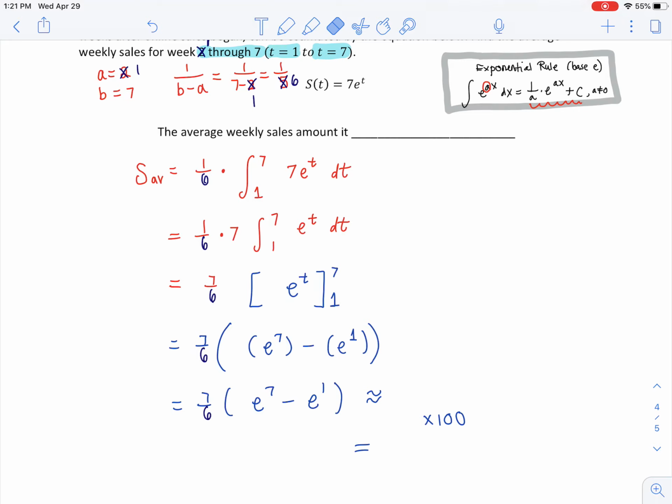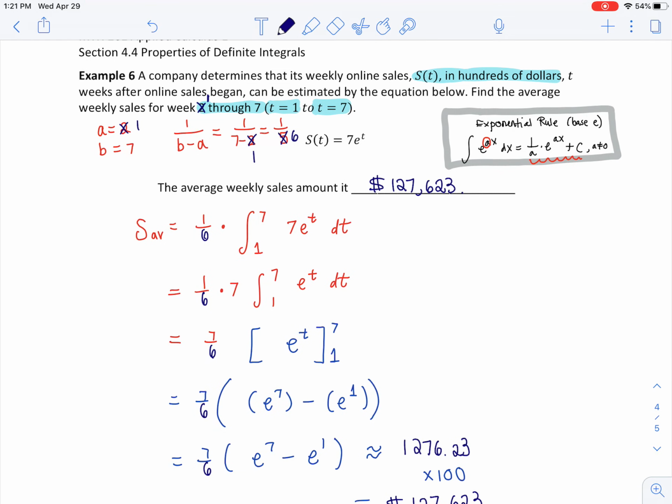7 over 6 e to the 7th minus e to the 1st. And it comes out to be 1276.23. Multiply that by 100. $127,623 is the answer. So the mistake that I had, as I was about to close this video, was that I had 2 different pieces of information typed up in my answer.